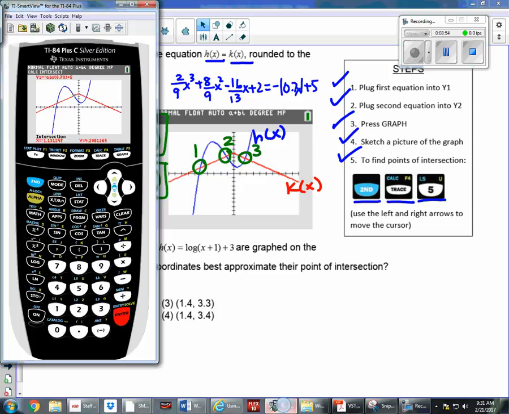Let's try our last one. Second, trace, 5. I've got to move to the right, looking for that point of intersection one more time. First curve, I'm on it. Second curve, I'm on it. And let's guess.